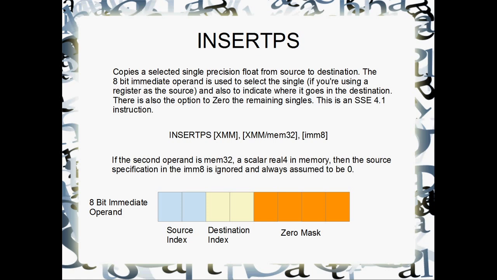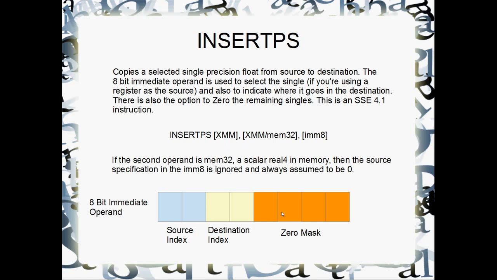And if the second operand is mem32, a scalar real 4 in memory, then the source specification is what? Oh yeah, if your source operand isn't an SSE register, then it's just assumed to be 0, the 0th element of a scalar mem32 single.